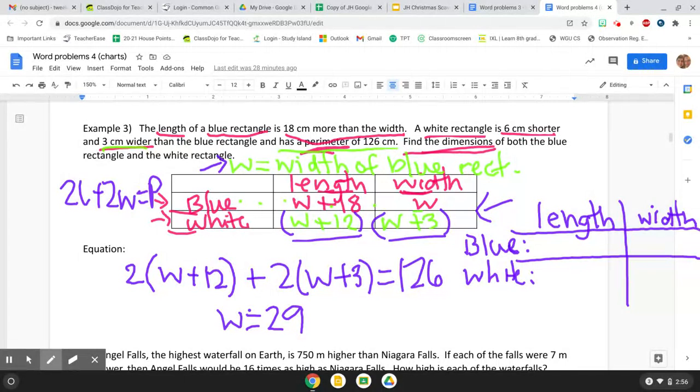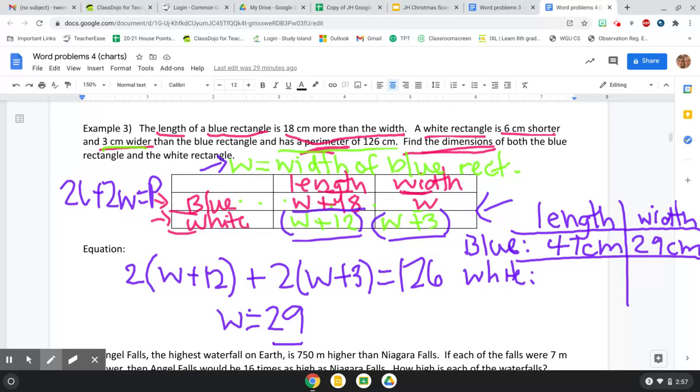Okay, so back up. I know that w equals 29, so let's start there. W equals 29, that's the width of the blue. So if I go over here, I can say 29 centimeters. Okay, that one was easy to kind of put down. Now I can go back and say, all right, well, the length of the blue is w plus 18. So if I take 29 plus 18, all right, that's going to give me what? 47, is that right? So again, got to put that centimeters.